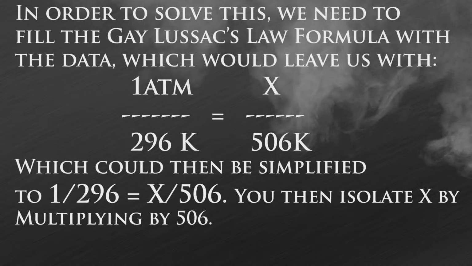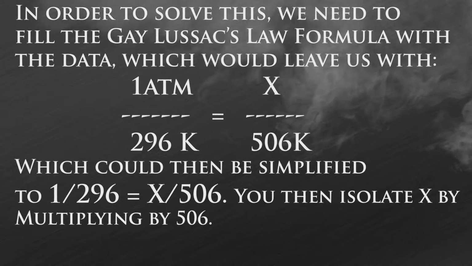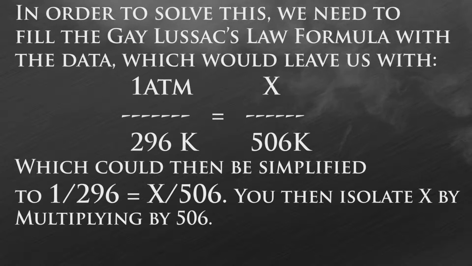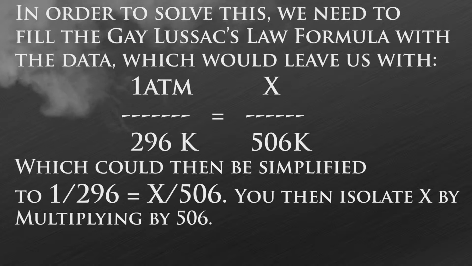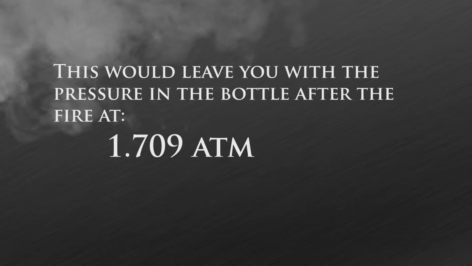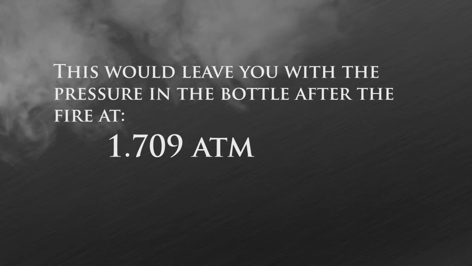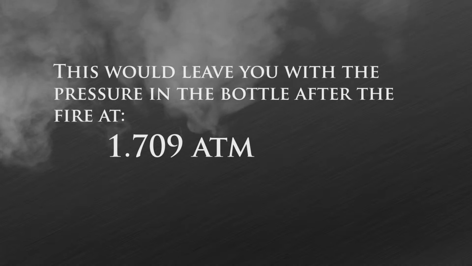In order to solve this, we need to fill the Gay-Lussac's law with the data, which would leave us with 1 atmosphere over 296 Kelvin equals x over 506 Kelvin, which could then be simplified to 1 over 296 equals x over 506. You then isolate it by multiplying by 506. This would then leave you with the pressure in the bottle after the fire at 1.709 atmospheres.